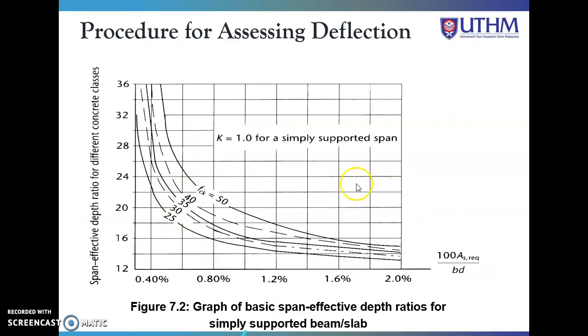So, this is the graph that I told you before, which is the graph of the basic span effective depth ratio for the simply supported beam. So, maksudnya kita dah calculate nilai rho kat sini. We know that we are given the grade of the concrete. So, kita boleh cari dia punya span effective depth, so L over D. Let's say kita punya rho adalah 1.2 dan kita punya grade concrete adalah 40. So, it's around 17, I guess, here. Ini adalah satu kaedah yang pertama, which is we are using this figure.